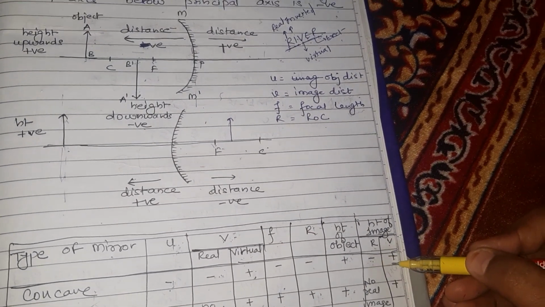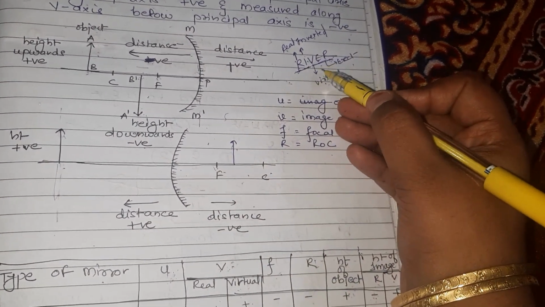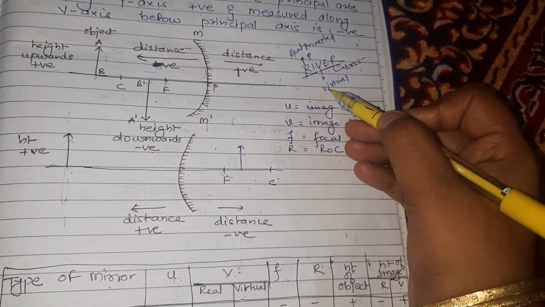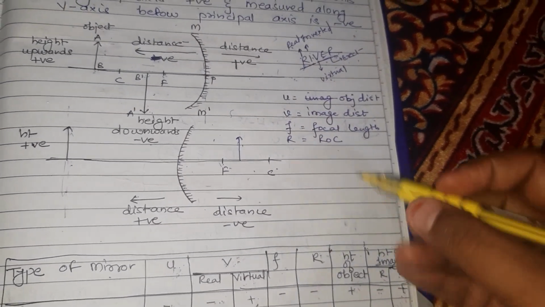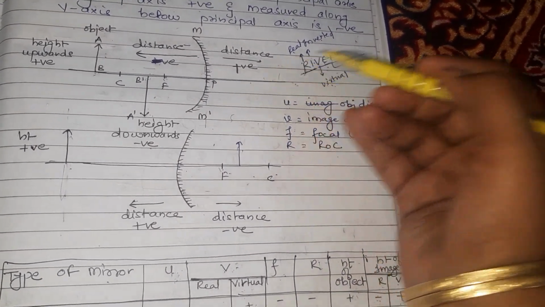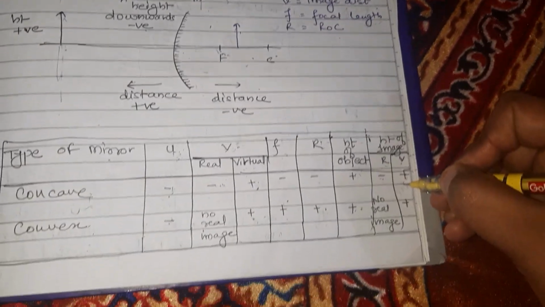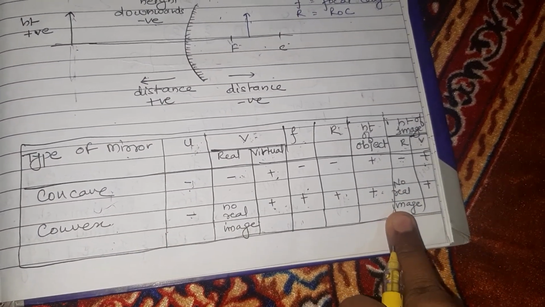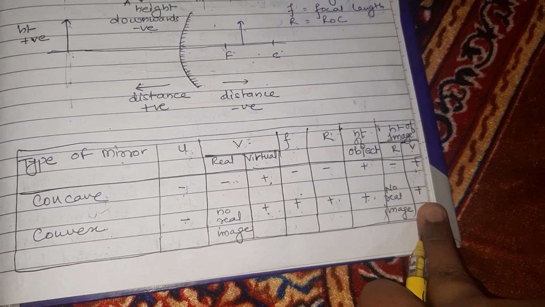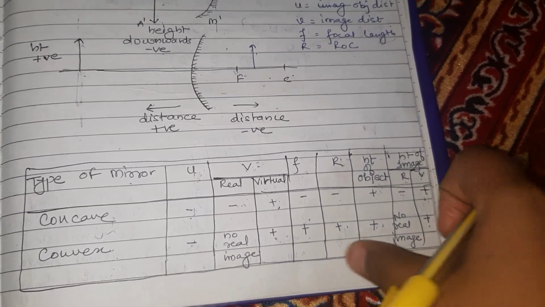And virtual image, it is always an erect image. How? See over here, VER. That is, V stands for virtual and ER stands for erect. So the erect image is formed and the distance in upward direction is again positive. So for the virtual image, we have taken plus sign. Whereas for the convex mirror, always a virtual image is formed, no real image is formed. So again virtual image, for the height of image we will take positive sign.